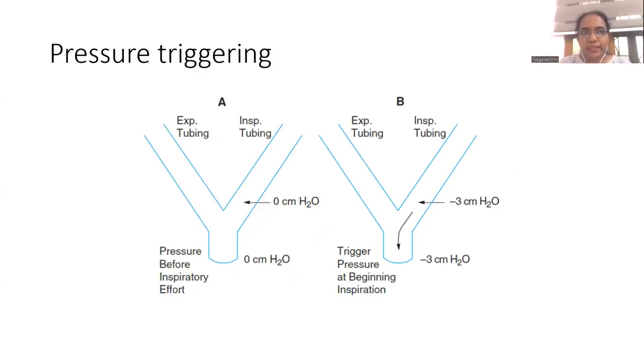So what is pressure triggering? Both pressure triggering and flow triggering are when the patient initiates a breath. Pressure triggering is the one where the pressure drop at the beginning of inspiration is sensed by the ventilator and it is triggered. It is supported. So if you see here, in the inspiratory tubing there is no negative pressure developed, and in the expiratory tubing, there is a -3 centimeters of water which is sensed by the ventilator and the breath is initiated.